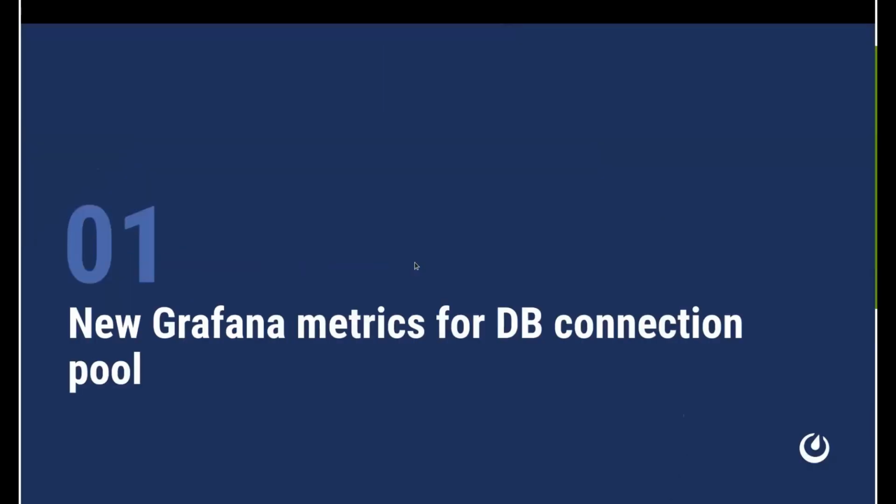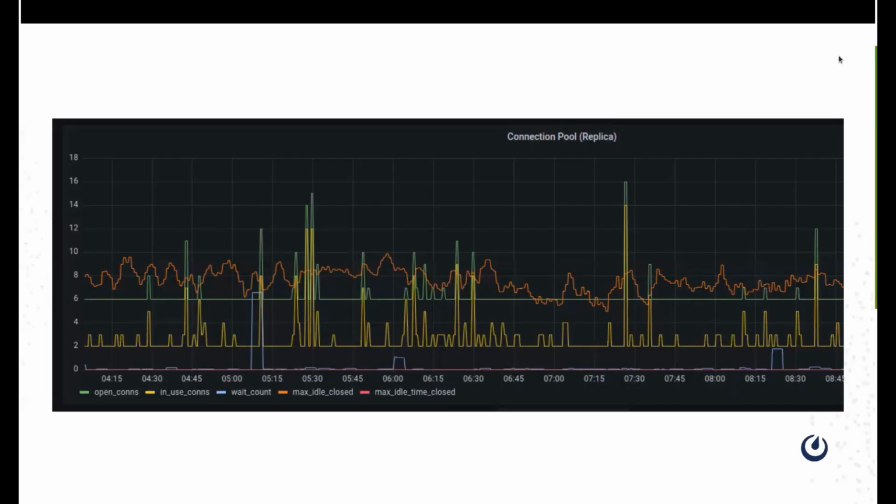The first thing that we have is new Grafana metrics for the database connection pool. The origin for this comes from a request that Colton made some time back: how do we ask the customer to set, or what is the ideal value for, max open cons, max idle cons, and other things? We don't actually know until we have the metrics, and now we have the metrics. This is an example of how it used to look for community after we deployed that.